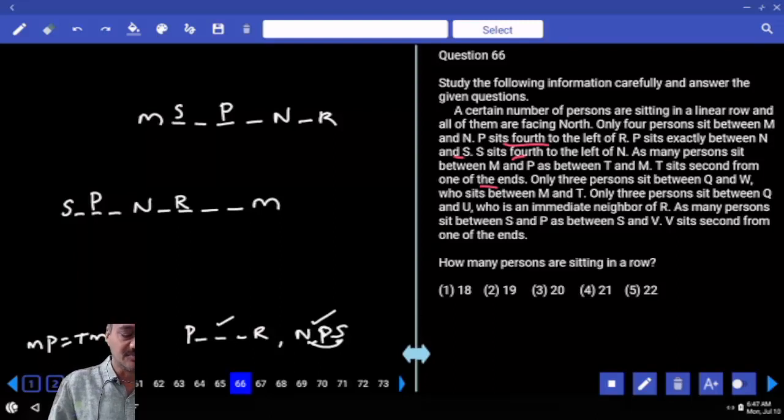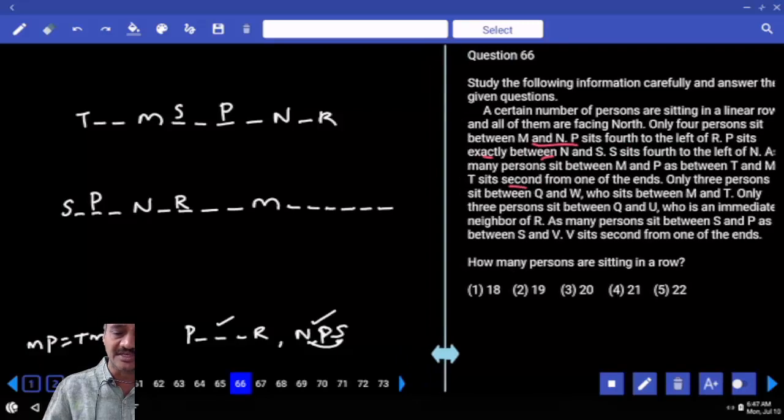And we are done with this one. P and M equals T and M, so M must be exactly in between P and T. There are 2 persons here. Here, 1, 2, 3, 4, 5, 6 persons were there in between P and M. Hence in between M and T there must be exactly 6 persons: 1, 2, 3, 4, 5, 6. And T must be here.